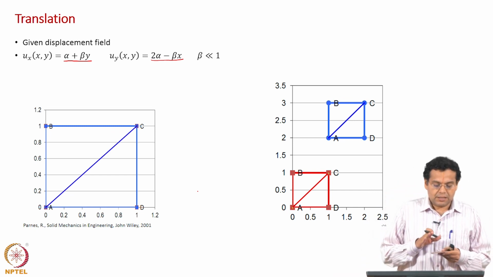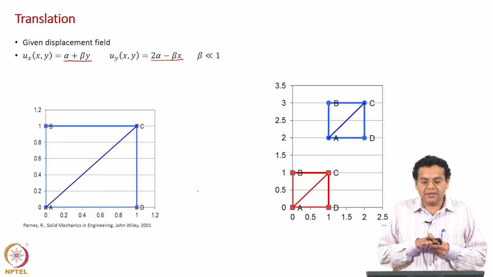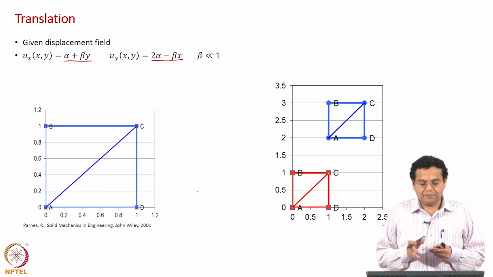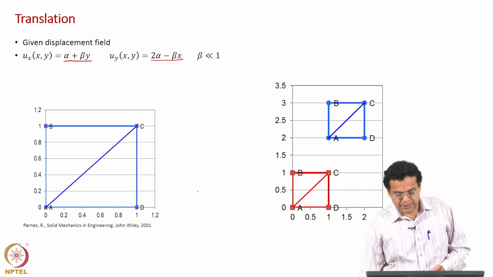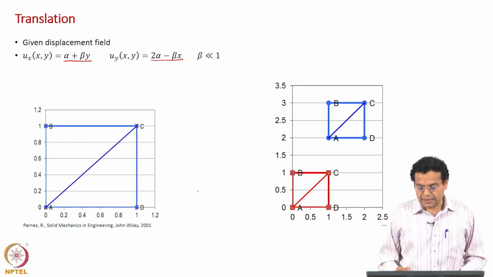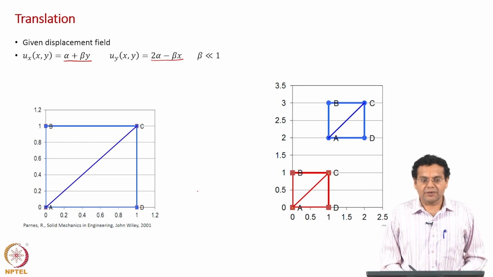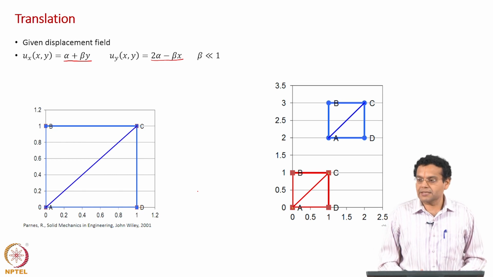We have a plate, as we have seen earlier, and we are given the displacement field for this plate. In all these diagrams, the red figure represents the initial or undeformed configuration, and the blue figure represents the same plate after deformation, the final state. Red is the initial state, blue is the final state.